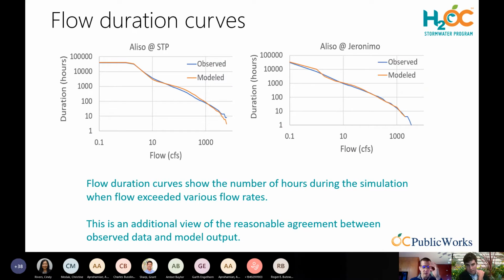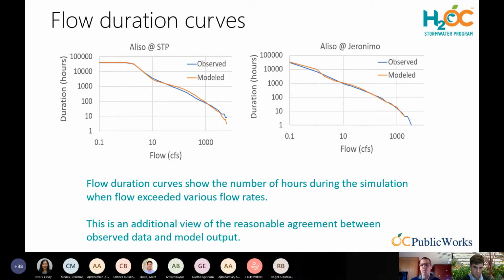That's also reflected here in the flow duration curves. This is another way of showing the reasonable agreement between observed data and model output. What you're seeing on the horizontal axis is flow rates, and on the vertical axis is the number of hours in the 5-year simulation that flow rate occurred. And so we see the highest amount of flow rates occurring in the low flows, not surprisingly, with fewer hours duration for the higher flow rates in this study.